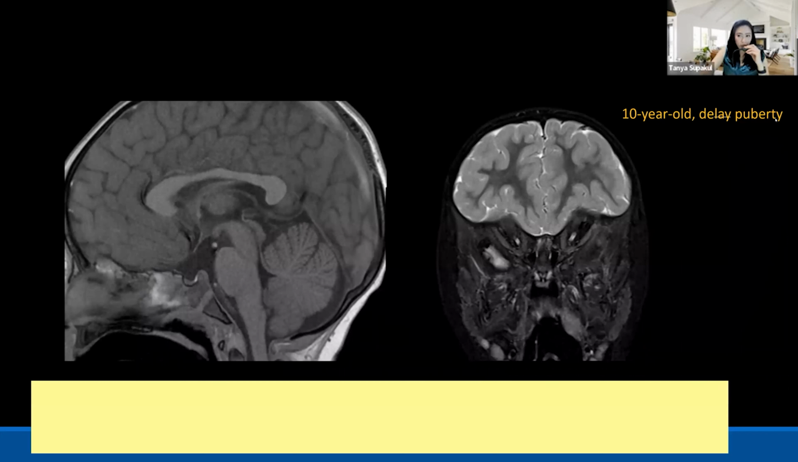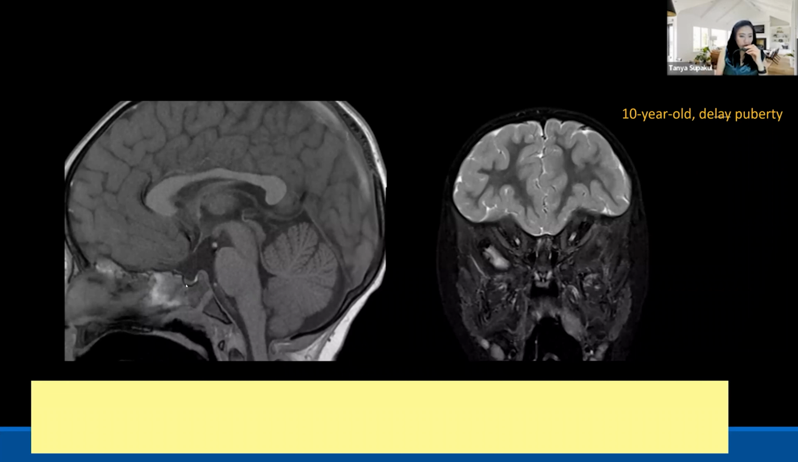Another patient comes with delayed puberty, 10 years old. You see the posterior gland here, but the anterior gland looks relatively small. I think at least the cranial caudal height here should be maybe like a 5, 6, or 7 millimeter, but this one looks relatively small.